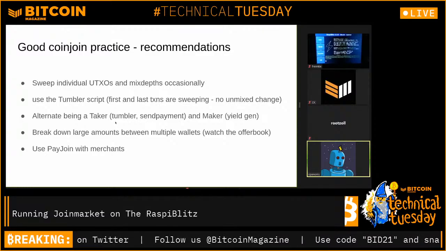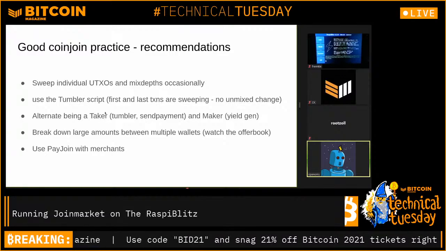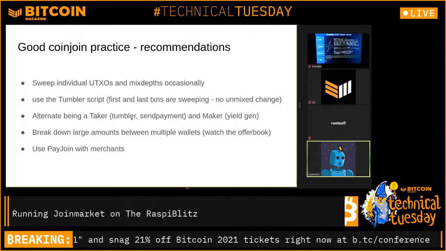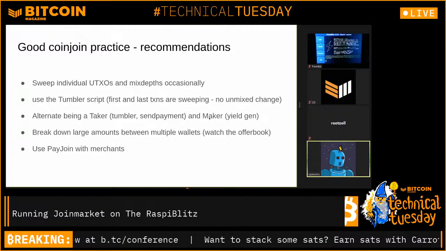Also, it's good practice. If you are running the Tumbler or sending a payment yourself, then you are acting as a taker. But it's good to act as a maker as well. So just have your yield generator running in the background and participate in other people's coinjoins, or coinjoins coordinated by other people.